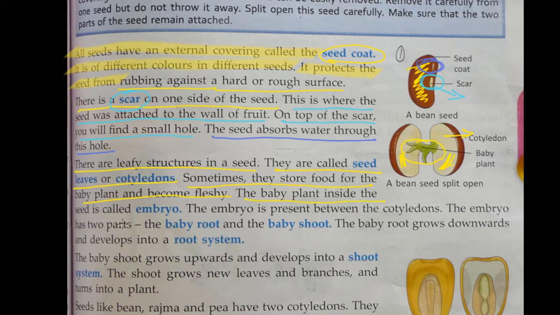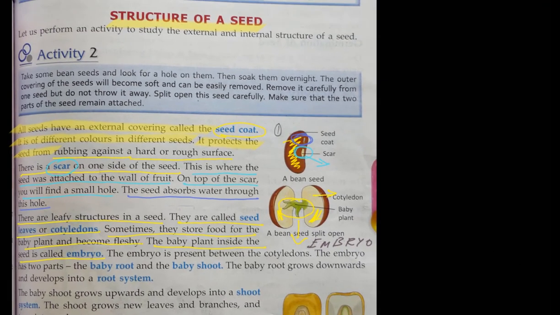The baby plant inside the seed is called the embryo. I'll write it over here. Baby plant, we can call it embryo. E-M-B-R-Y-O. The name of the baby plant in science, we call it embryo. It's not only a baby plant, any baby thing we can call an embryo. Okay. Now moving forward, the embryo is present between the cotyledons. See, look here. In between the cotyledons, we have the embryo.